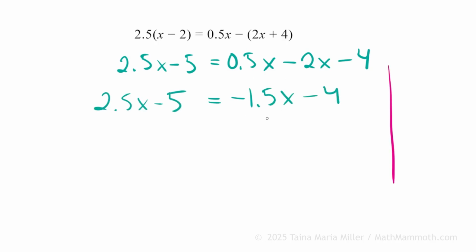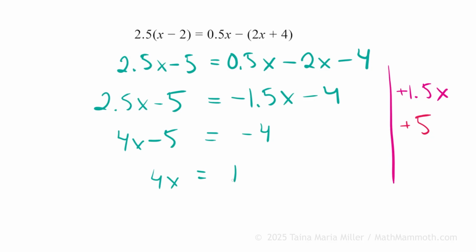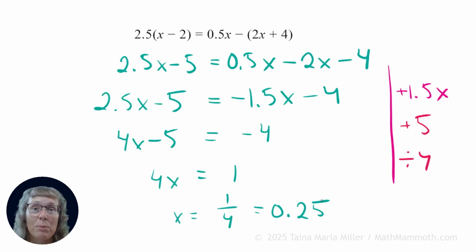Next, I will eliminate this one here, plus 1.5x, add that to both sides. So here we get 4x minus 5, and here just negative 4. And then eliminate this. So we're left with 4x and 1. Now divide by 4, and x equals 1/4, or as a decimal, 0.25. Since the original equation has decimals, maybe we would give the final answer here as a decimal too.